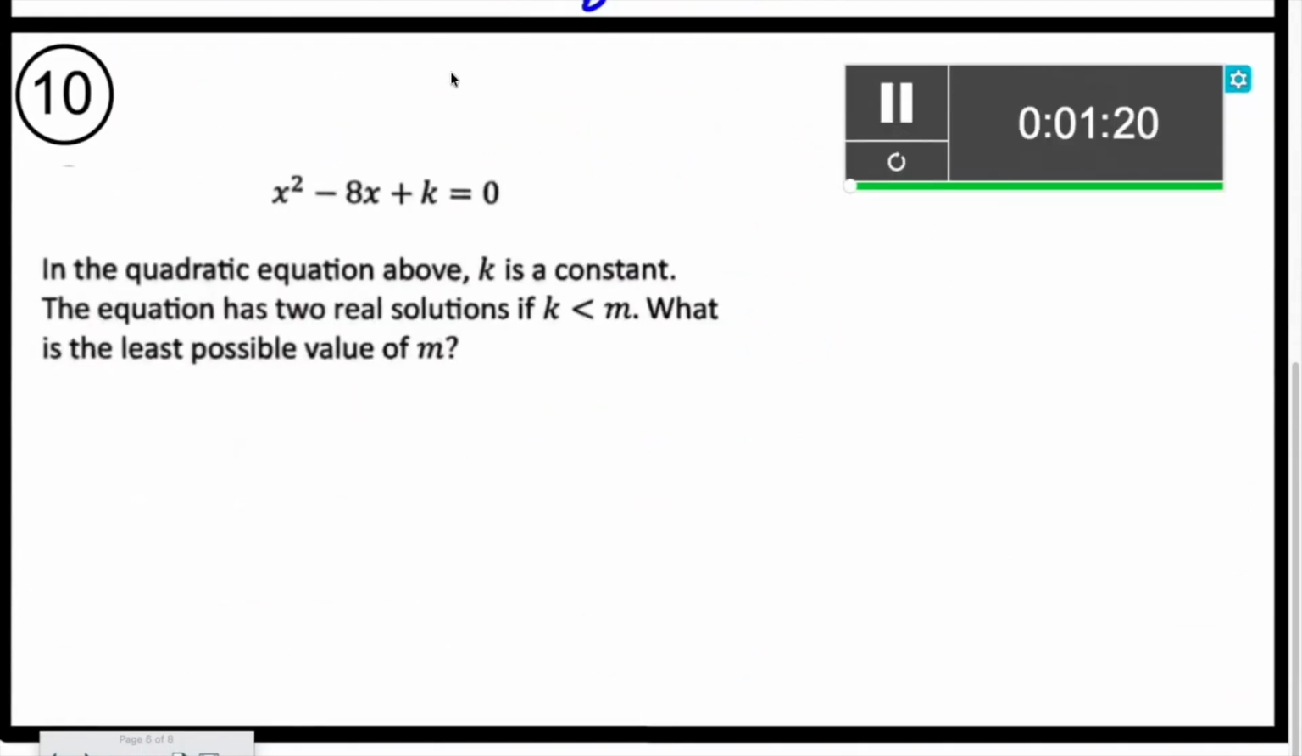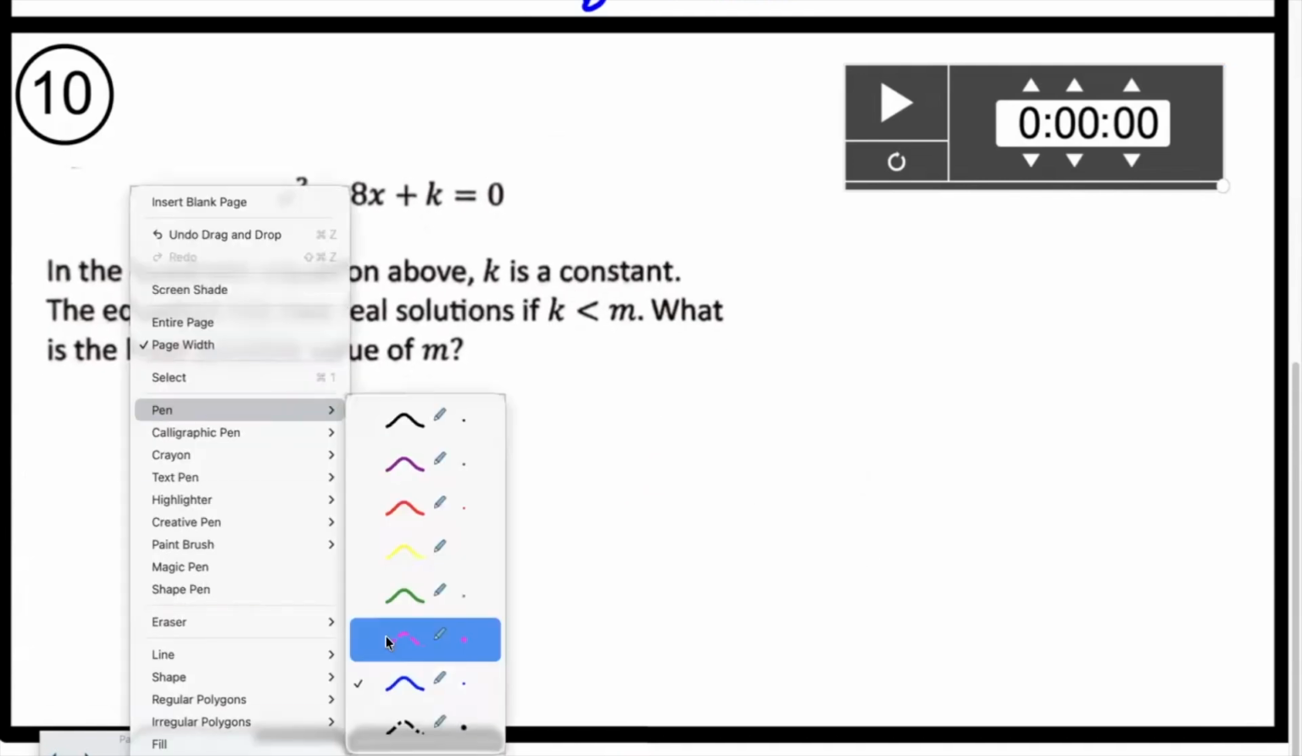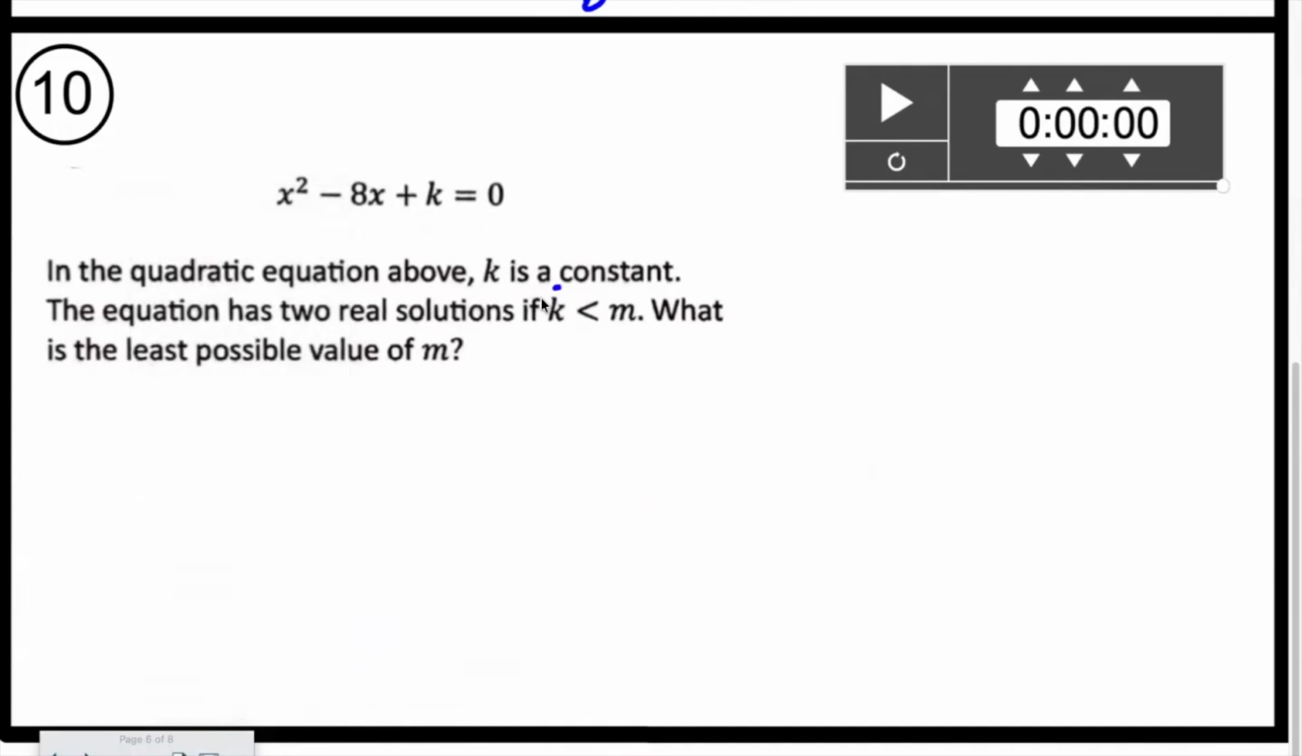Okay. So let's try number 10. This one's a little bit tricky, especially the way that the last one was worded. This one's slightly different. Two real solutions makes it a little different, but this part, whoops, I keep forgetting the marker, this part makes it a little bit different. So here's how I did it.